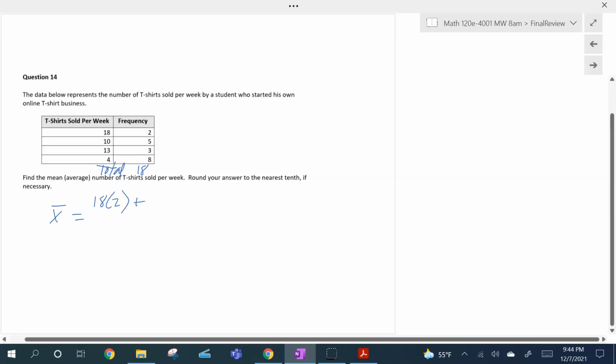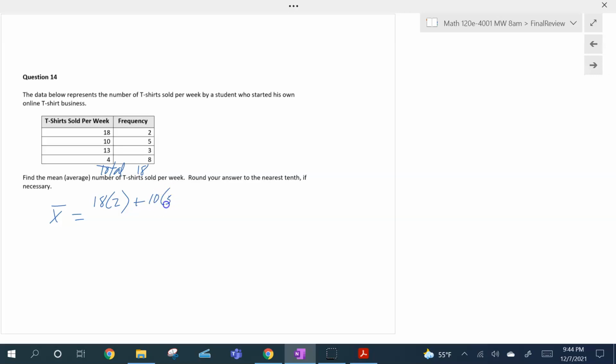And I got 10 plus 10 plus 10 plus 10 plus 10, 5 of these 10s, right? And I've got 3 of these 13s, and I've got 8 of these 4s. And so it's all divided by how many numbers do I have? I got 18 of these numbers. So it looks like I got 157 out of 18, or 8.7.